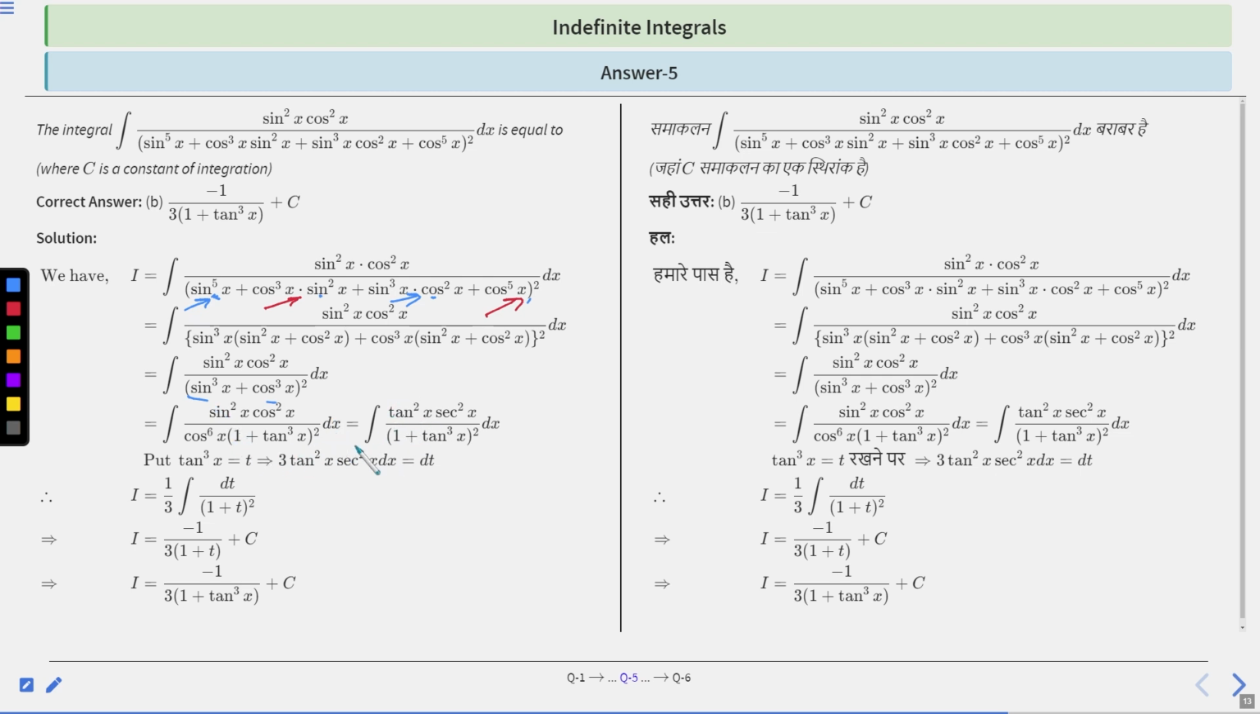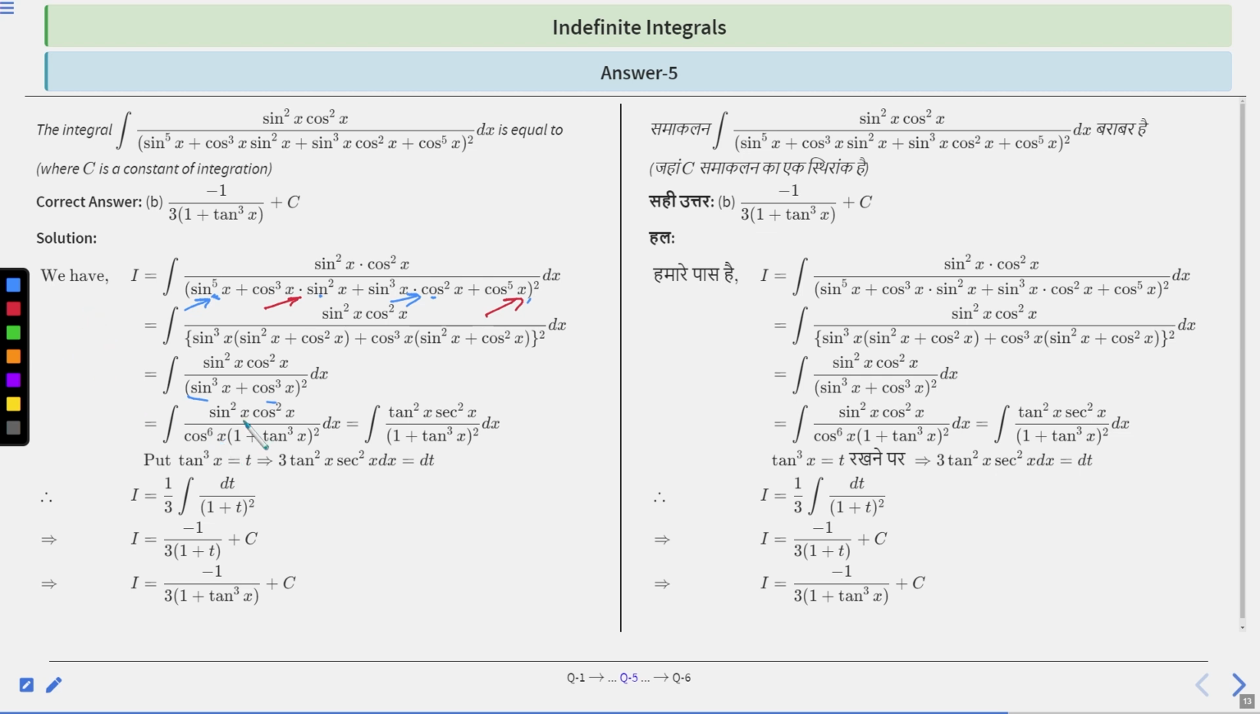Therefore, you can cancel out. See, cos square x and cos square x will be cancelled out. So we are left with sine square x upon cos to the power 4 x. Now, cos to the power 4 x can be written as cos square x into cos square x, right?